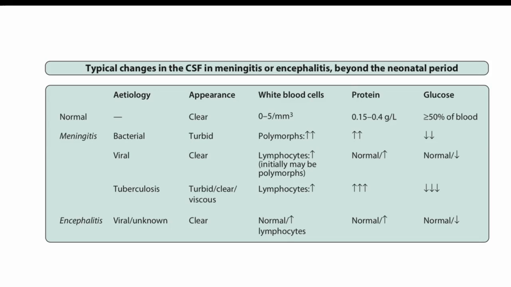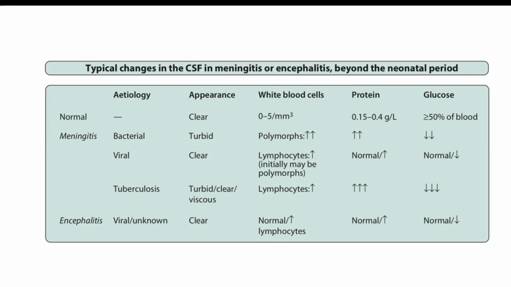Bacteria, sometimes it will be turbid in appearance, and the white blood cells will be high, mainly polymorphs. The protein will be high, the glucose will be low. For viral illness, the appearance will be clear. White blood cells will be high, mainly lymphocytes, but initially it will be polymorphs. The protein will be normal to high, glucose will be normal to low. With TB, it's like bacteria, but everything will be exaggerated, and the white blood cells are mainly lymphocytes.